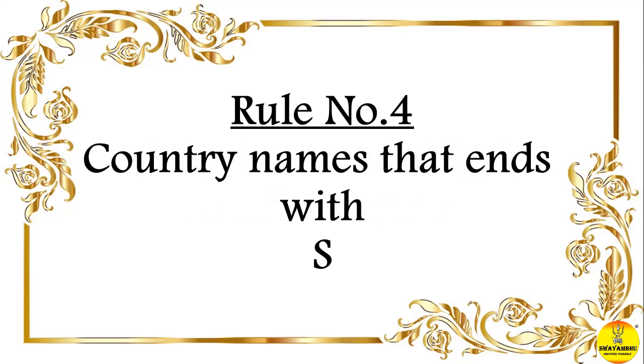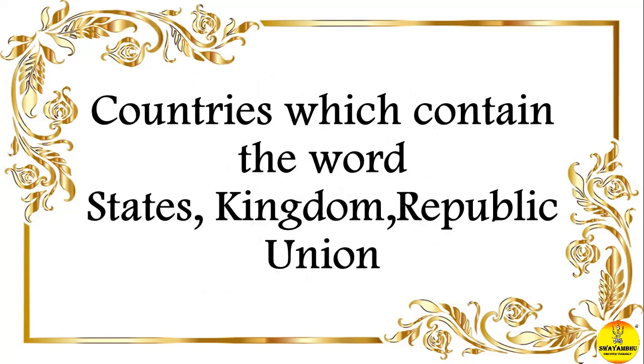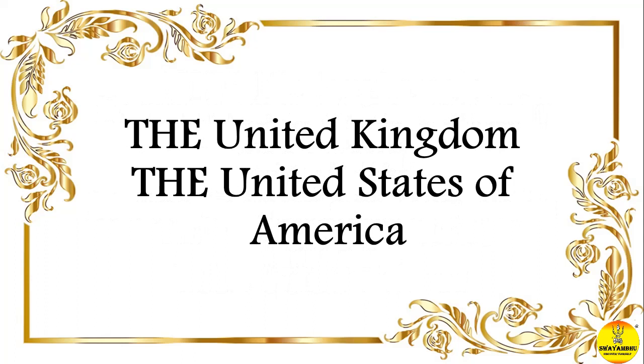Fourth rule, countries whose names end with S. The Netherlands, the West Indies, the Bahamas, the Virgin Islands, the Philippines. Countries which contain the word states, kingdom, republic, union. The United Kingdom, the United States of America.